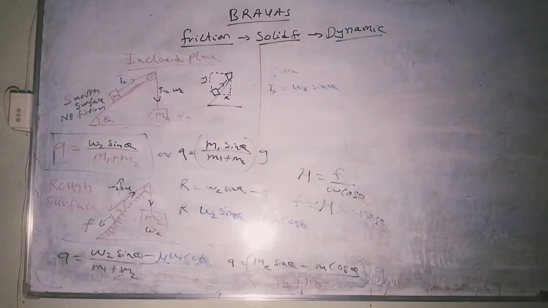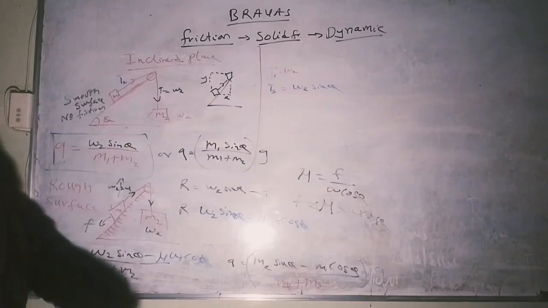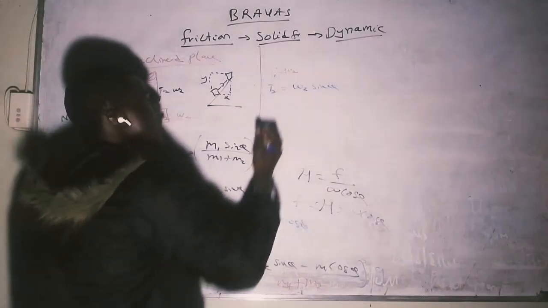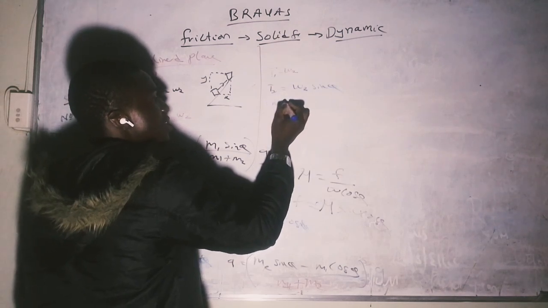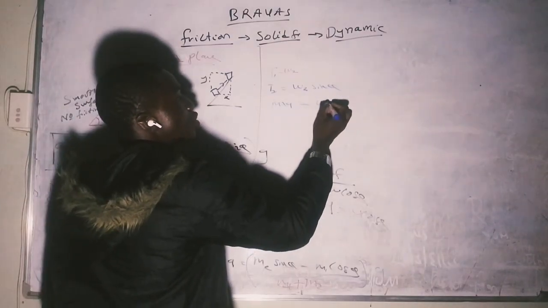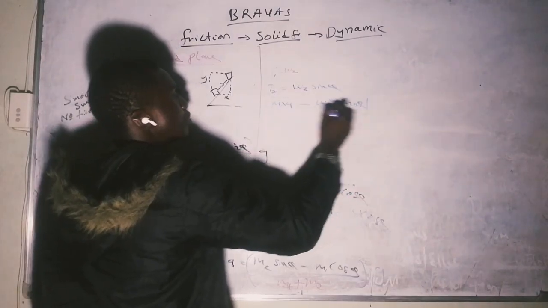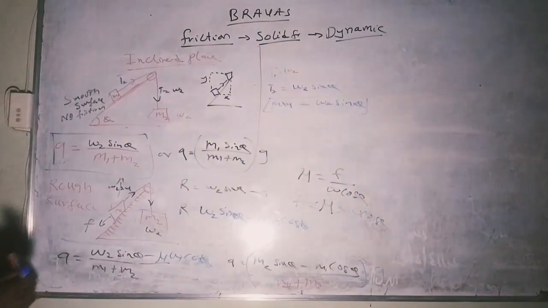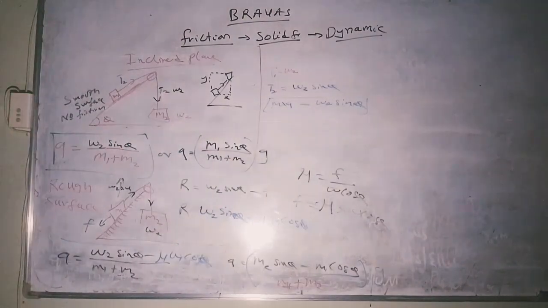Do you get it? So there is no friction, no problem. What will be the force acting on this mass? The force acting on this mass is the same thing as T2. So we can just say our force, or mass times acceleration, on this body will be equal to W2 sine theta. That's just it. So we don't have any issue. So now for the rough surface.